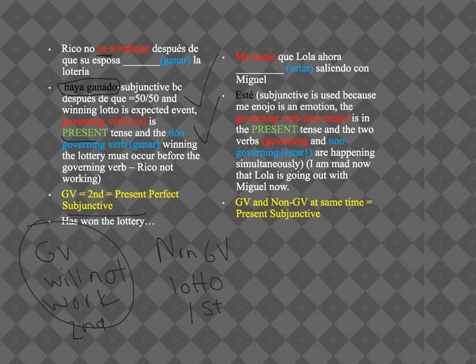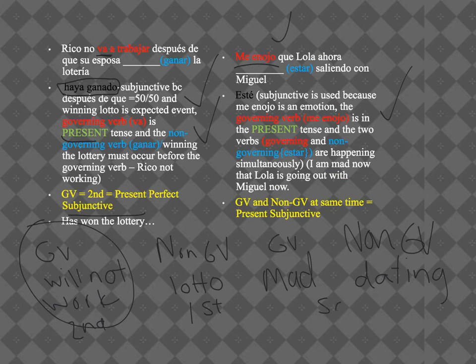Okay? Over here, I am mad that Lola is going out with Miguel. Okay? Now here we have something new. So I'm mad, right? Again, subjunctive because you have emotion. Governing verb is definitely in the present tense, so my first two qualifications are met. Third, okay, I compare the verbs. Governing verb, mad, that's now. Non-governing verb, Lola dating Miguel, also happening now. When the two verbs are happening at the same time, that's going to lead you to present subjunctive.